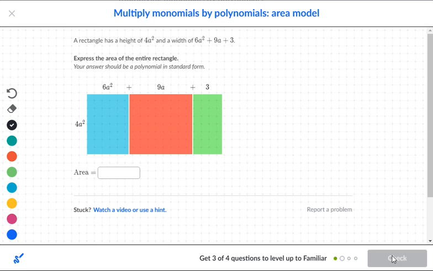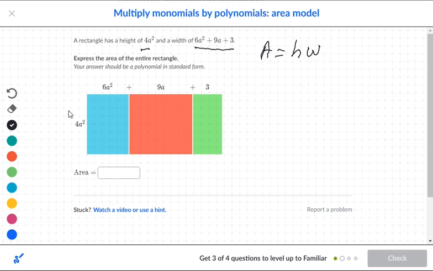Okay, next one. Again, it's a rectangle, and again it's saying the height is 4a to the second, and the width is 6a to the second plus 9a plus 3. With the rectangle, you just multiply the two parts. The two polynomials, you'll see in this case here, are a monomial and a trinomial since it's 3 parts. So our area is going to be whatever the height is times whatever the width is.